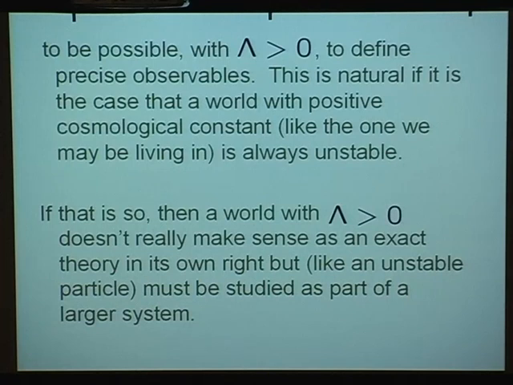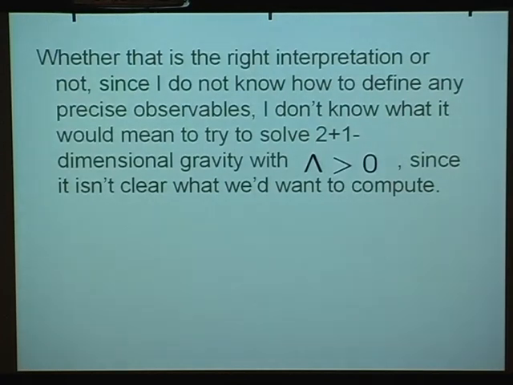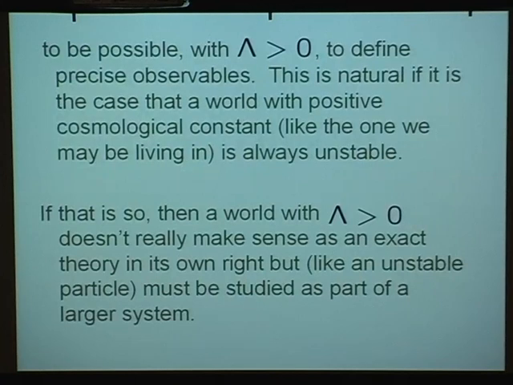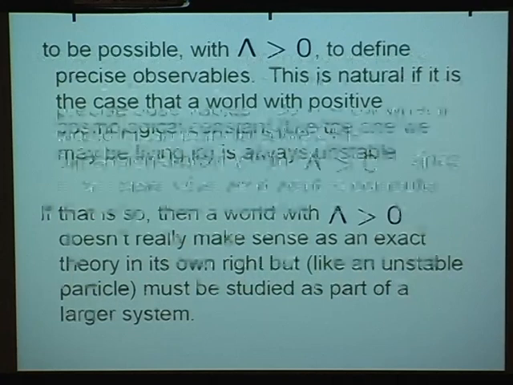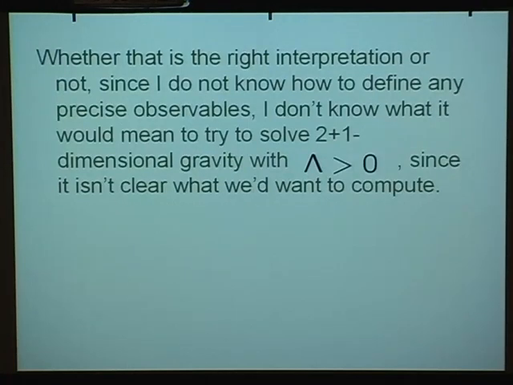If a world with positive cosmological constant is unstable, then it would have to be treated as an approximation to some bigger system. And you would not expect to solve it by itself. You could embed it in a bigger system, but then that bigger system might be extremely complicated. For example, with positive lambda, you could embed three-dimensional gravity in string theory, but then it's not trivial anymore, and you wouldn't hope to get an exact solution. So, whether or not a world of positive lambda doesn't exist by itself, since there isn't a sufficiently clear-cut proposal concerning precise observables one could try to calculate, we don't have a good enough idea of what it would mean to solve it, and therefore we're not going to try to.